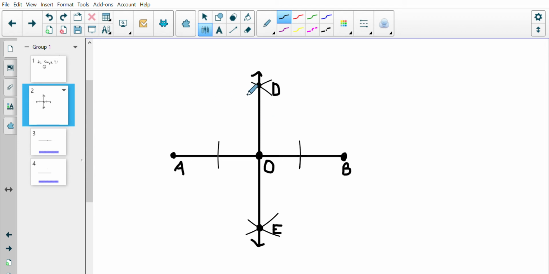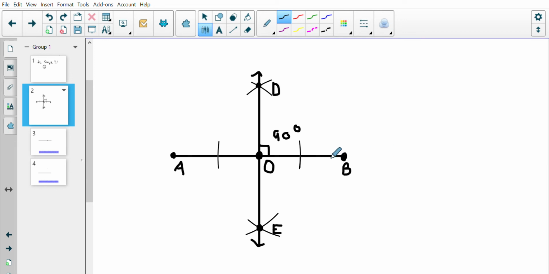Okay, so we've labeled it, and now I'll make this 90 degrees. So now, in better words, line DE is the perpendicular bisector of line AB, and line DE is perpendicular to line segment AB.